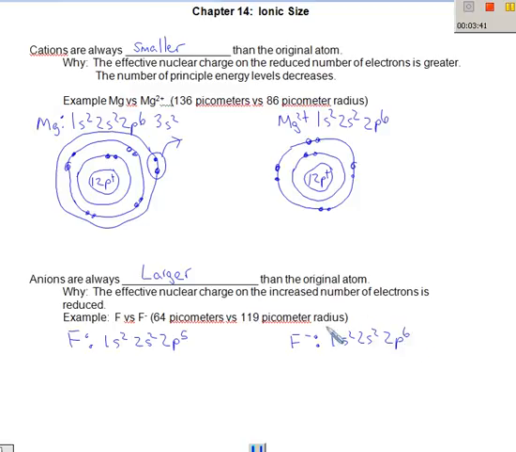Notice that this is what we call isoelectronic with neon. It now has the same number of electrons as neon. So let's start off by drawing our neutral atom of fluorine. It's going to have 9 protons in the nucleus, and it's going to have 2 principal energy levels. I'll try to remember to draw it smaller than magnesium up there. So there's our 2 principal energy levels. We have 2 electrons in the first shell and a total of 7 electrons in the second principal energy level.